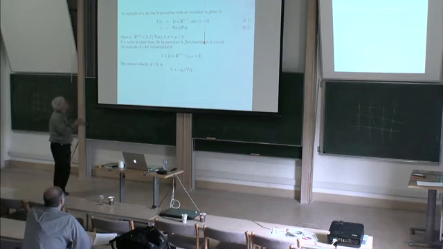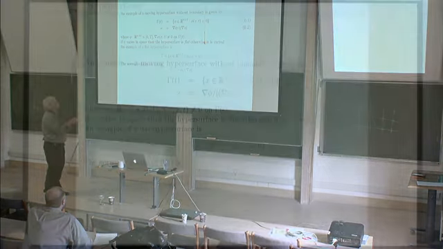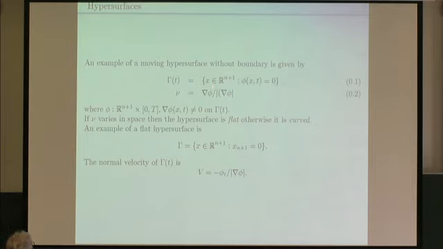So this is a moving hypersurface without boundary. If the normal varies in space, then we say the hypersurface is curved, otherwise it is flat. If the normal is constant, then it's flat. And we get the curvature from calculating the derivatives of the normal. We take the matrix of first derivatives of the normal, and we take the trace, and then we get the mean curvature.